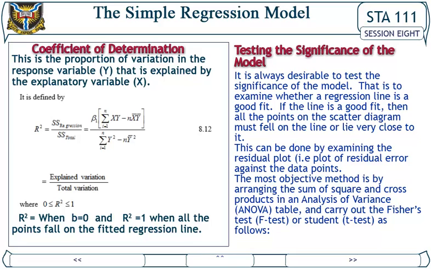This can be done by examining the residual plot, that is, a plot of the residual error ei = yi minus yi-hat against the data points. The most objective method is by arranging the sums of squares and cross products in an analysis of variance (ANOVA) table and carrying out the Fisher's F-test or Student's t-test as follows.